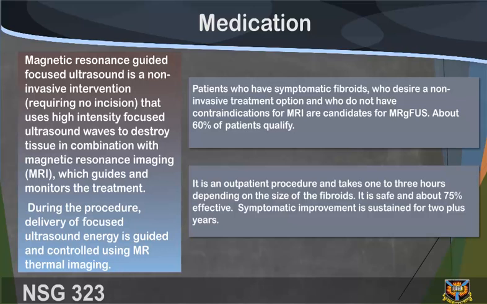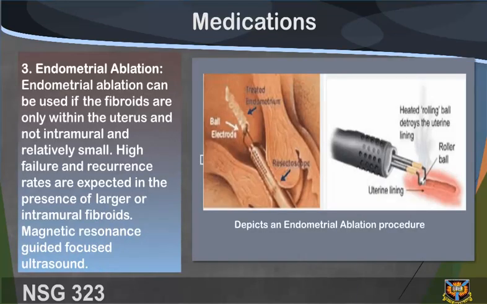It is an outpatient procedure and takes 1 to 3 hours depending on the size of the fibroid. It is safe and about 75% effective. Symptomatic improvement is sustained for 2+ years. 3. Endometrial ablation. Endometrial ablation can be used if the fibroids are only within the uterus and not intramural and relatively small. High failure and recurrence rates are expected in the presence of larger or intramural fibroids.